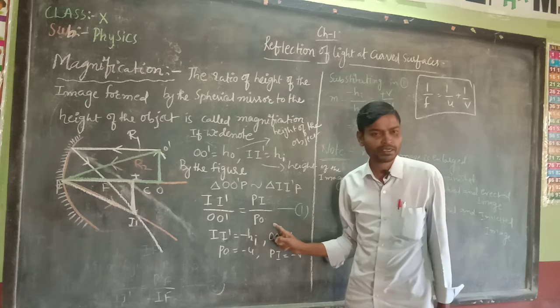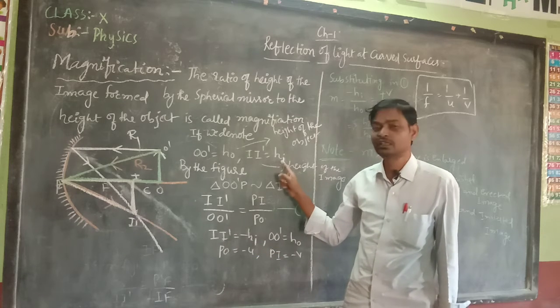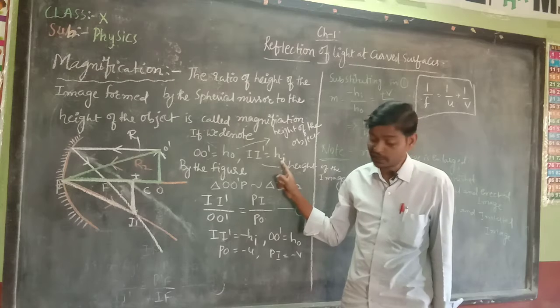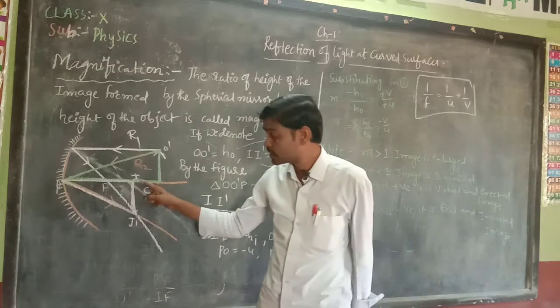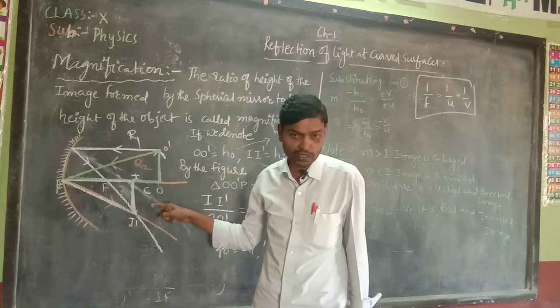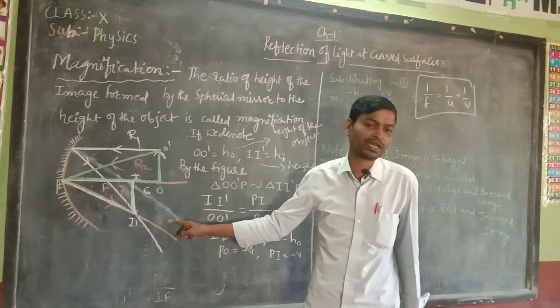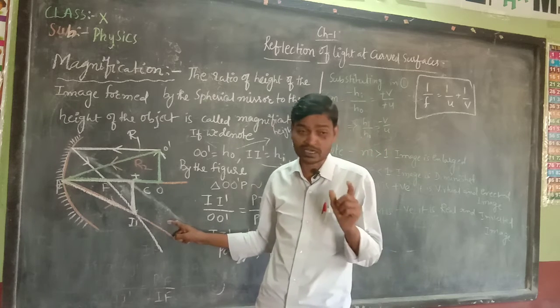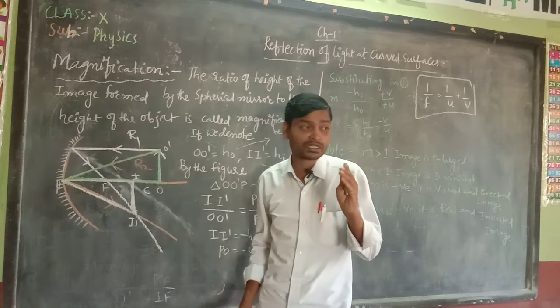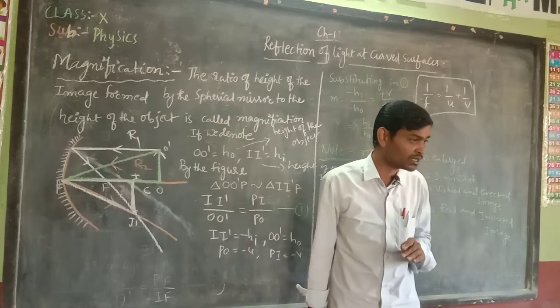So we know that I dash we have represented with HI, but is this I dash below the principal axis or above the principal axis? It is below the principal axis. So the heights measured below the principal axis will be taken as negative. Already we studied in the sign convention. Heights measured below the principal axis are taken as negative, and above the principal axis will be taken as positive.